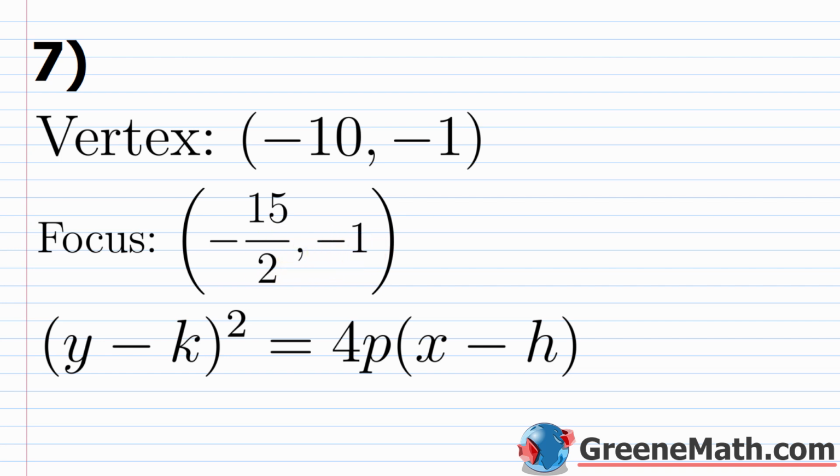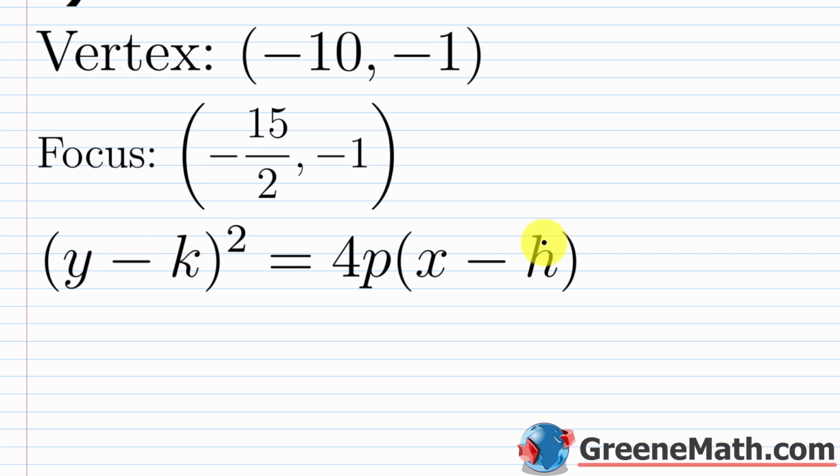Now, for this one, you're going to end up using this form right here. How do I know that? Well, this is going to be for a horizontal parabola, because this right here is -1, that's a y coordinate, and this right here is -1. Again, when we travel from the vertex to the focus, if we're traveling horizontally, because the y values are not changing, well, that tells me that this is a horizontal parabola. The axis of symmetry here would be y equals -1.